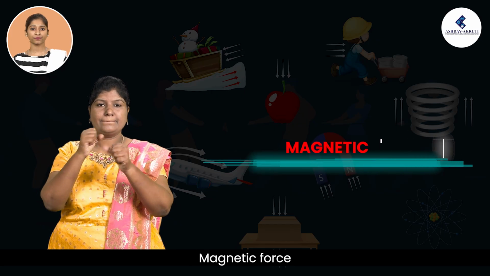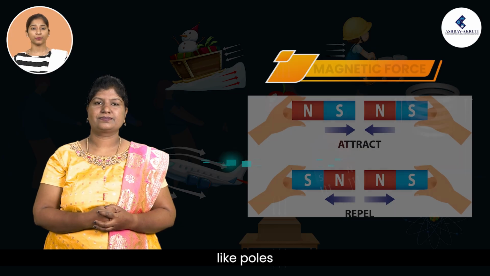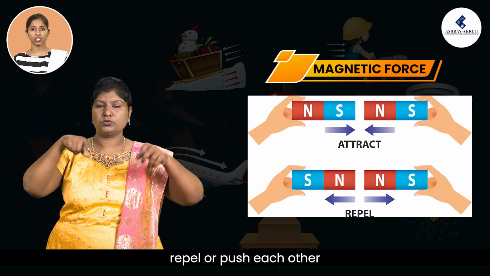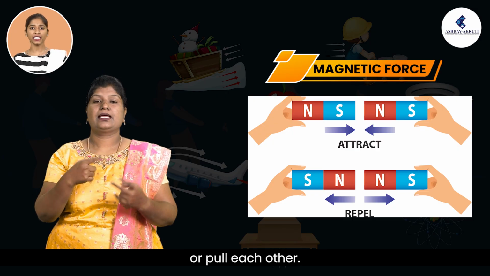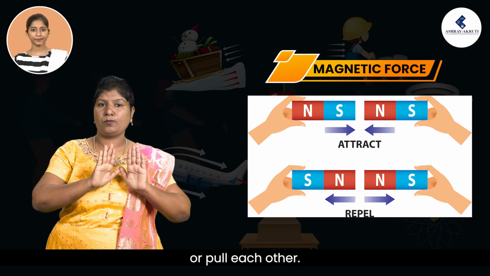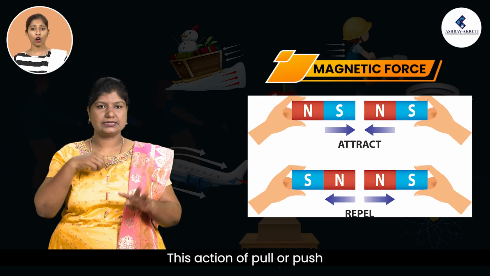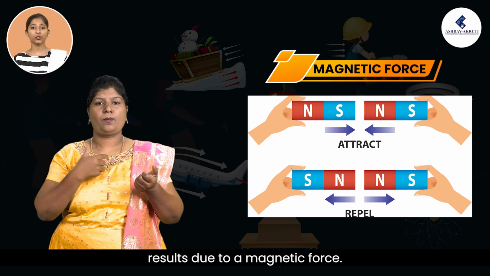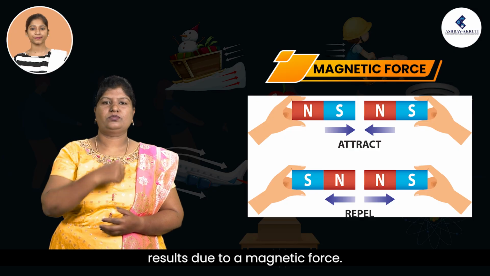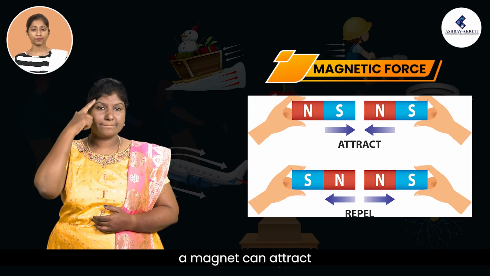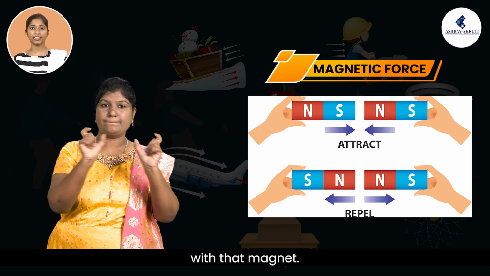Magnetic force. Like poles repel or push each other, and unlike poles attract or pull each other. This action of pull or push results due to a magnetic force. A magnet can attract or repel another magnet without contact with that magnet.